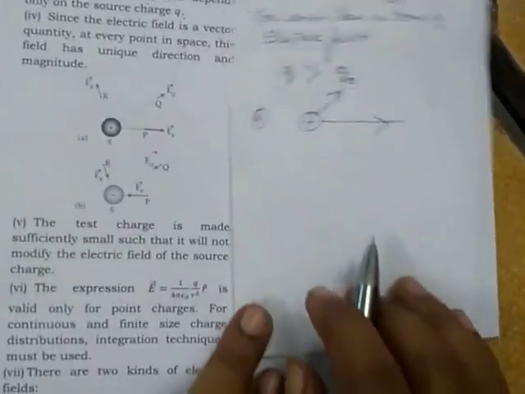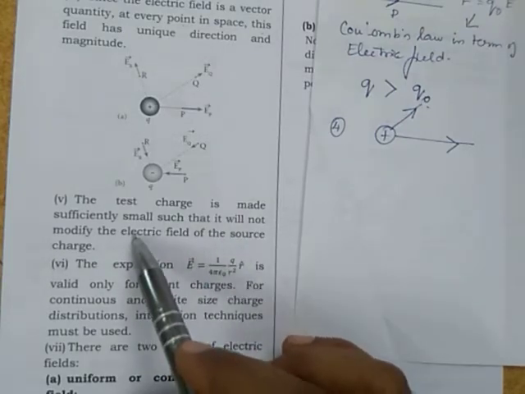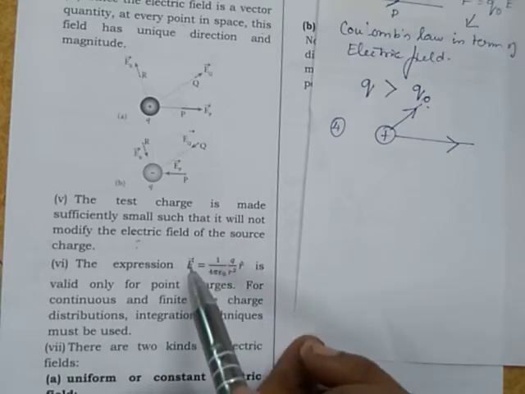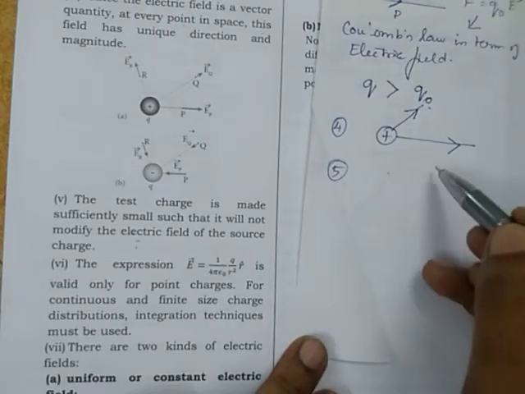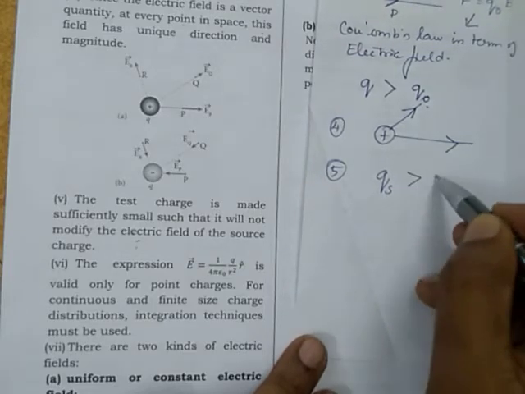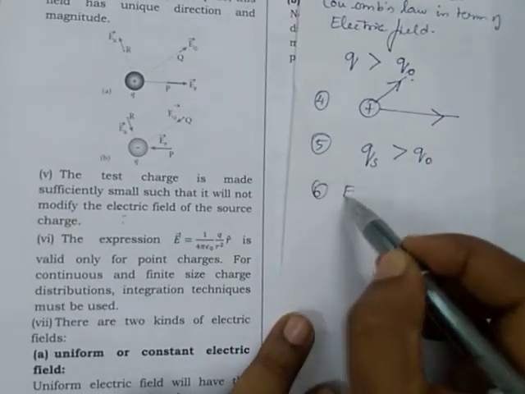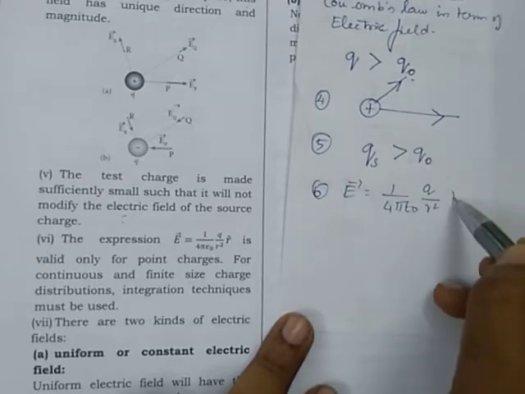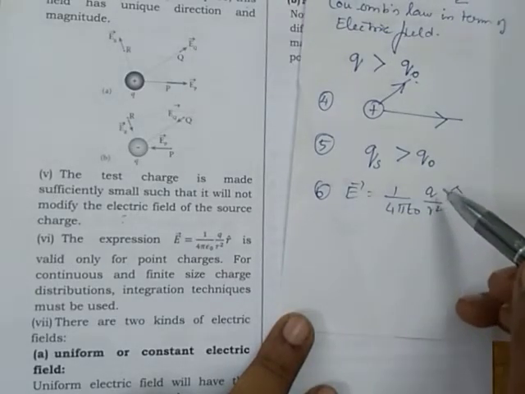ஓகே, தென் இந்த கண்டிஷன் நான் சொல்லிட்டேன், the test charge is made sufficiently small such that it will not modify the electric field of the source charge. ஒரு source charge உடைய எலக்ட்ரிக் ஃபீல்டை டெஸ்ட் சார்ஜ் மாடிஃபை பண்ணக்கூடாது. அப்போனா எப்போதுமே சோர்ஸ் சார்ஜ் இஸ் ஆல்வேஸ் கிரேட்டர் தென் டெஸ்ட் சார்ஜ். ஓகே, தென் த எக்ஸ்பிரஷன், தட் இஸ் E vector is equal to 1/4 pi epsilon naught Q by R square. Okay, this is the expression for the electric field experienced by the point charge.